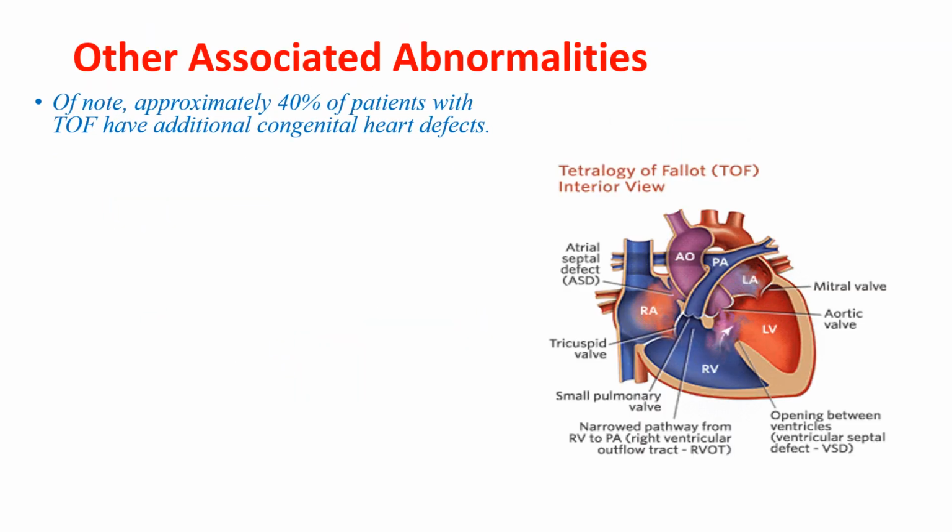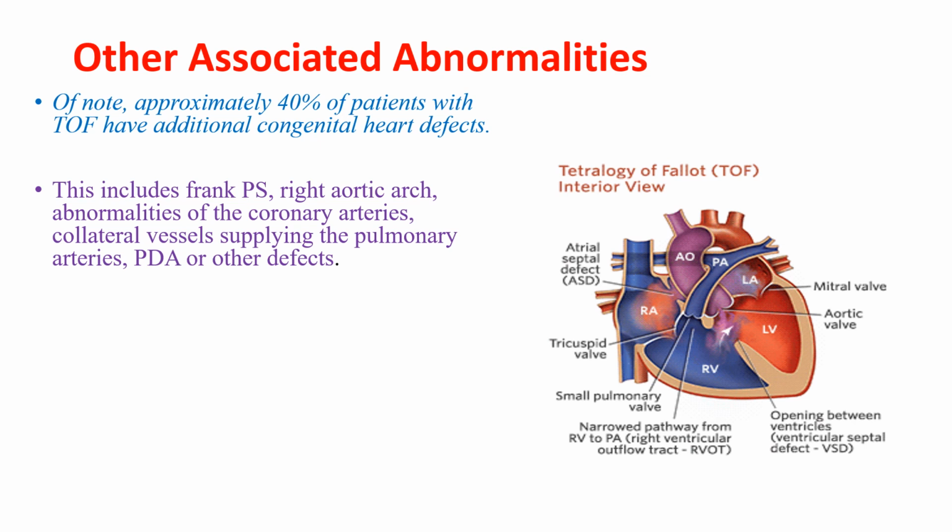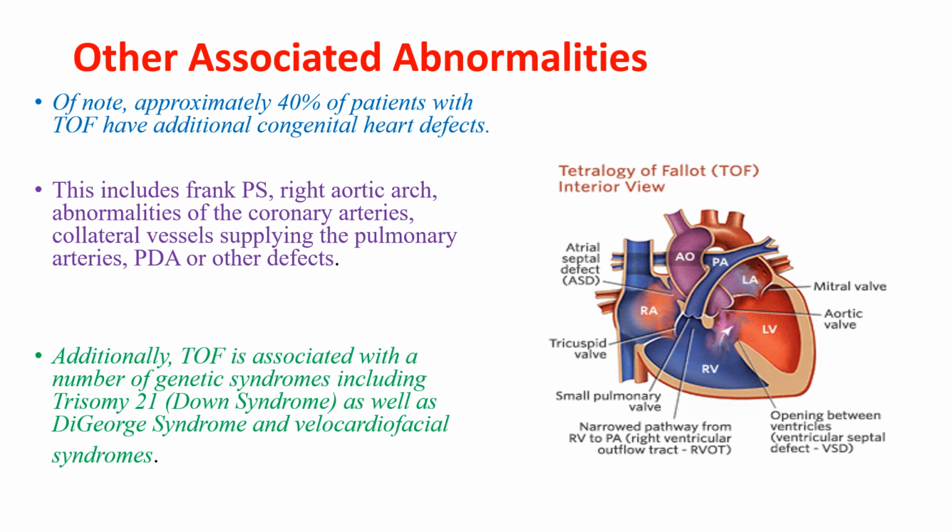Approximately 40% of patients with TOF have additional congenital heart defects. Those include pulmonary stenosis, right aortic arch, abnormalities of coronary arteries, collateral vessels supplying pulmonary arteries, PDA, or other defects. Additionally, TOF is associated with a number of genetic syndromes, including Down syndrome as well as DiGeorge syndrome and velocardiofacial syndromes.